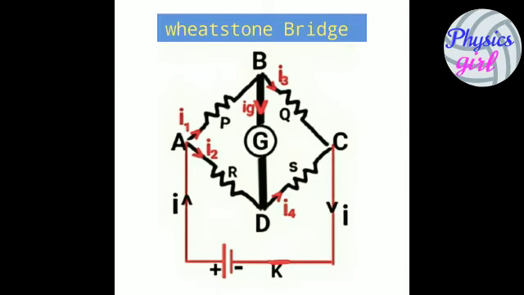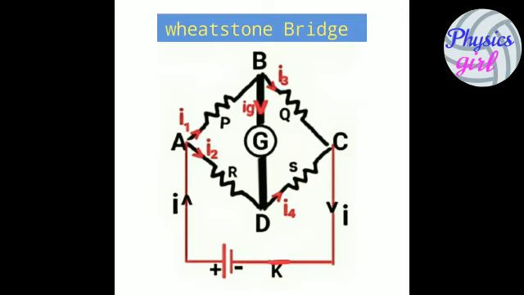Now the current I passes from the positive terminal. After reaching point A, the current I splits into two parts, that is I1 and I2. Current I1 passes through the resistor P and reaches point B. At point B, the current I1 splits into two parts, one is Ig and the other one is I3. Now I2 current passes through the resistor R and reaches point D. At point D, I2 current and Ig current combine and form I4 current.